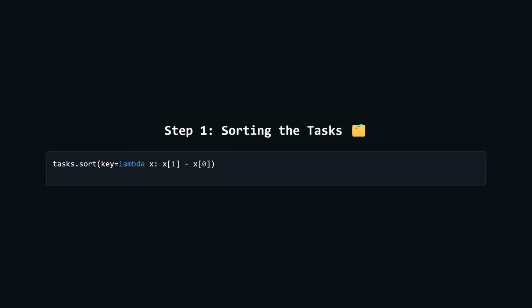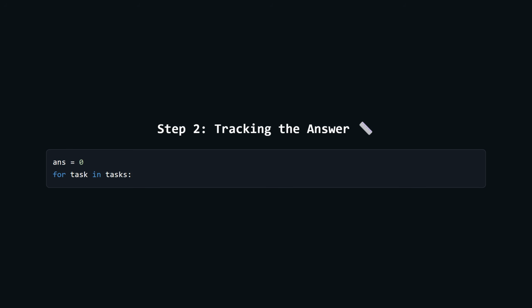First things first, we take our list of tasks and sort it. We sort it based on that gap we just talked about, taking the minimum requirement and subtracting the actual cost. We sort from the smallest difference to the largest. Next, we set up a variable to hold our final answer, starting it at 0. Then, we simply start looping through our freshly sorted list of tasks, one by one.